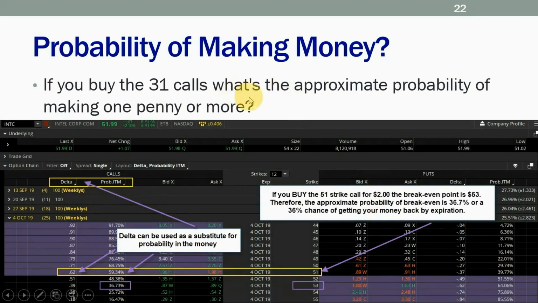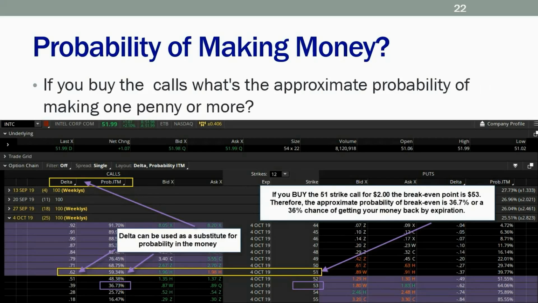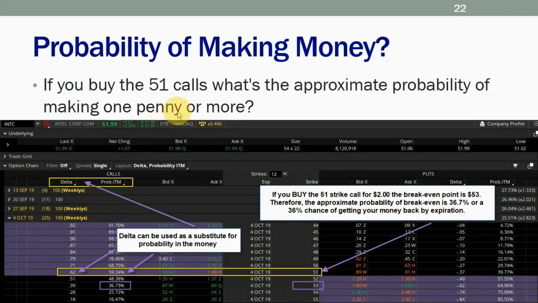All right. In this particular case, and great, I found my first typo in here. If we take a look at this particular slide number 22, I'm going to fix this. This should say the 51 calls. I do apologize for that. What's the approximate probability of making 1 penny or more?